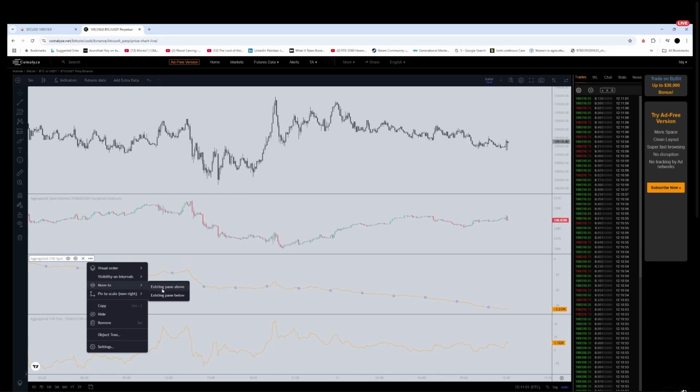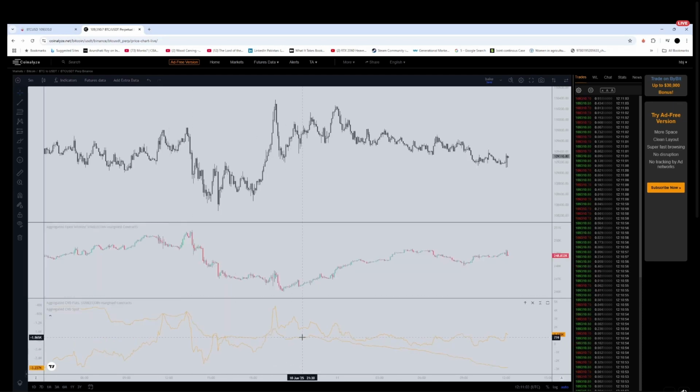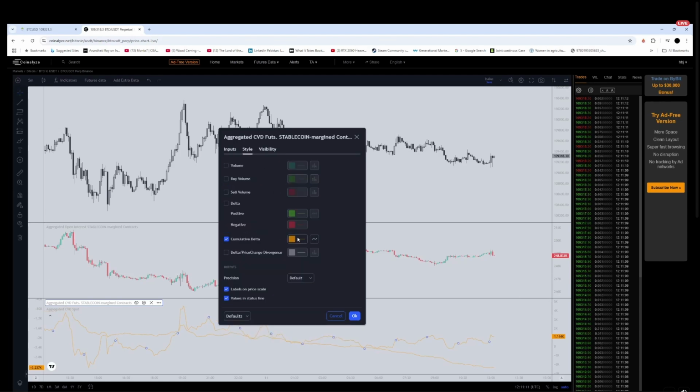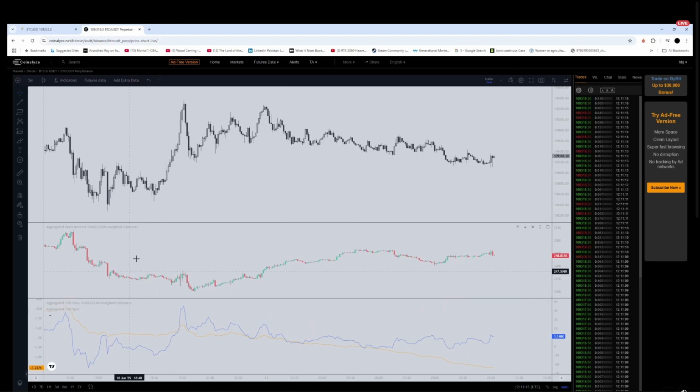So what you can do is move to existing pane below. So now you have perps and spot CVD in the same panel. To differentiate between them, you can change the color of one of them to have an idea which one is spot, which one is perps. It kind of gives you more space to be playing with.